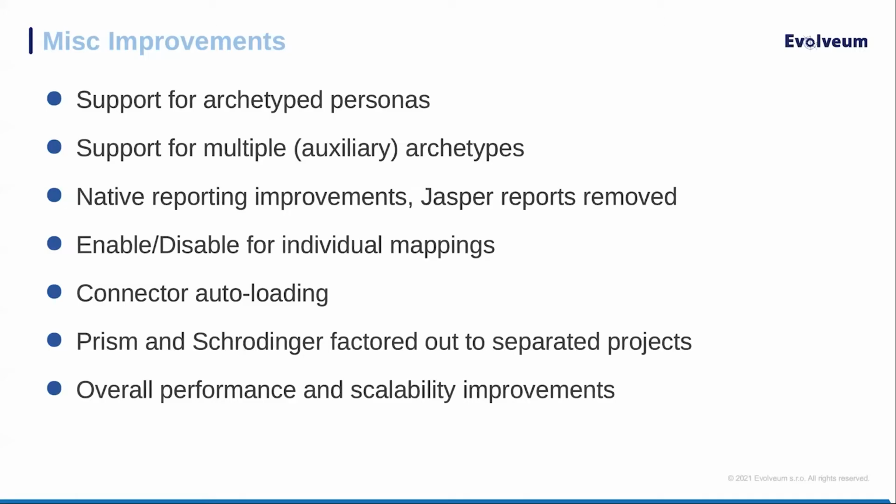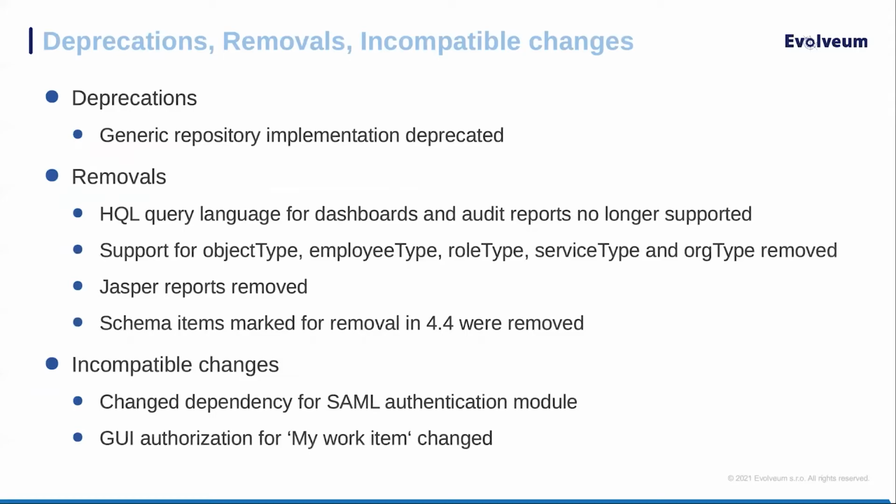As in every release, also during the development of Tesla, we did some internal code cleanups and refactorings. Part of them resulted in factoring out Prism and Schrödinger into separate projects. With cleanups and refactorings, hand in hand come deprecations and removals of old, dead, unsupported features and platforms. Tesla is not different. With the native repository implementation, deprecation of the old generic repository implementation came. Please consider migration to the native repository as soon as possible. We also removed support for HQL queries used for audit reports and dashboards related to audit.